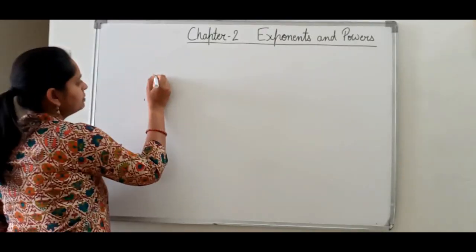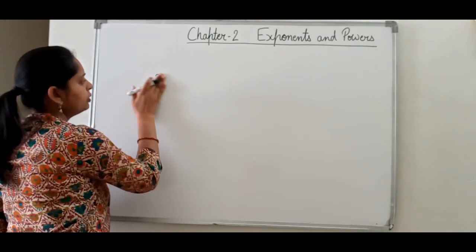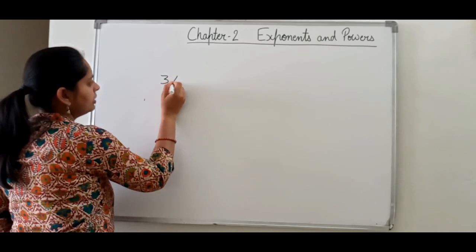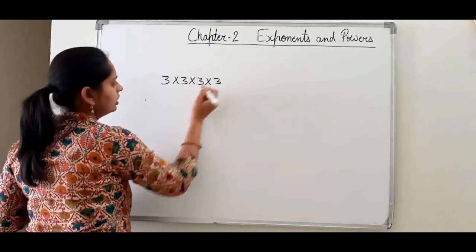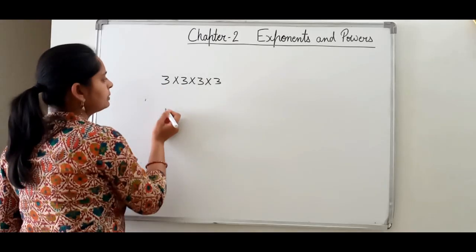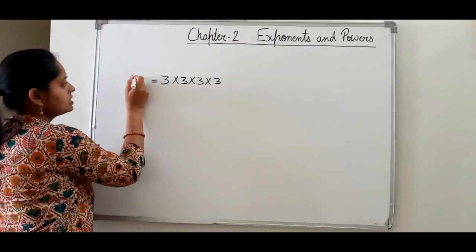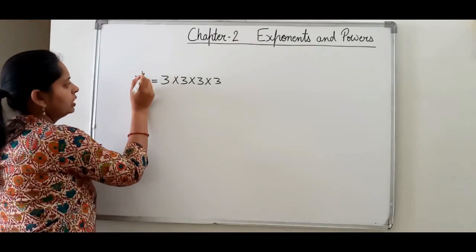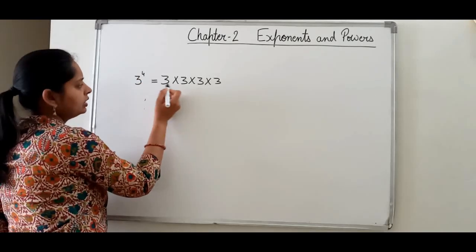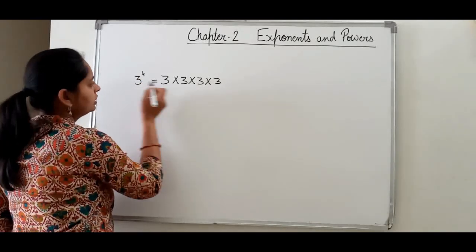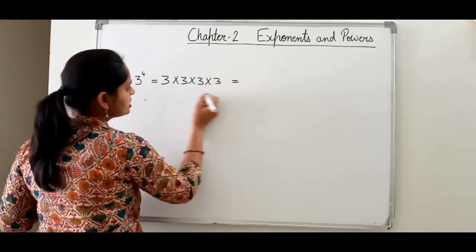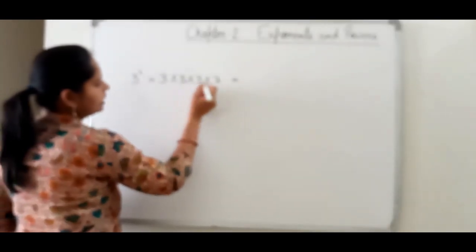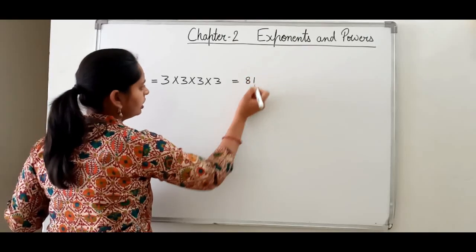Like when there is repeated multiplication of the same number. Suppose you are multiplying 3 multiplied by 3 multiplied by 3 multiplied by 3. If 3 has been multiplied 4 times, you write it as 3 to the power 4. We count how many 3's are there: 1, 2, 3, 4. That is 3 to the power 4. And you know what the answer will be? 3 3's are 9 and 9 9's are 81.